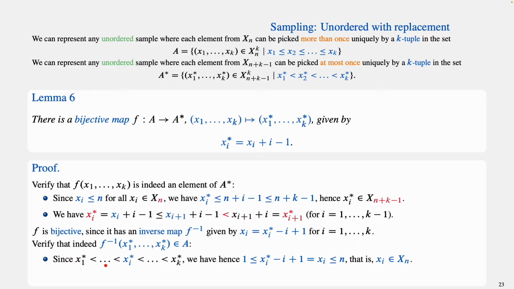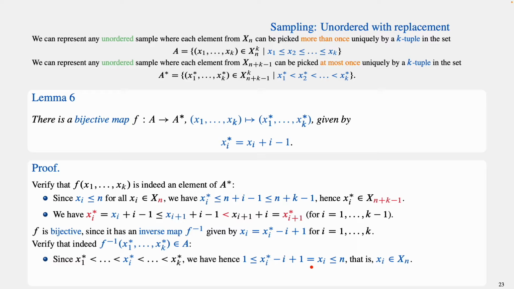Now, each element in the sequence is strictly greater than the one before it, and between x1 star and xi star there are I minus 1 elements. So if I subtract I minus 1 from xi star, then I'm still greater or equal to x1 star, and x1 star is greater or equal to 1. So here I have this expression xi star minus I plus 1. So that's subtracting I minus 1 from xi star, and this is still greater than x1 star, which in turn is greater or equal to 1.